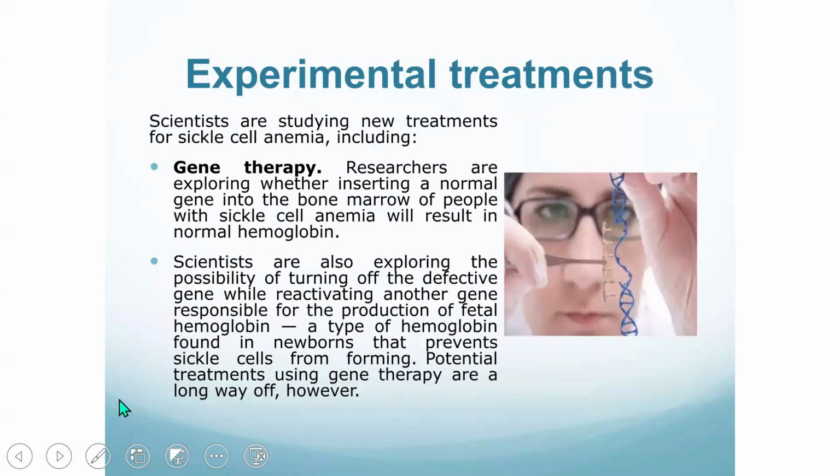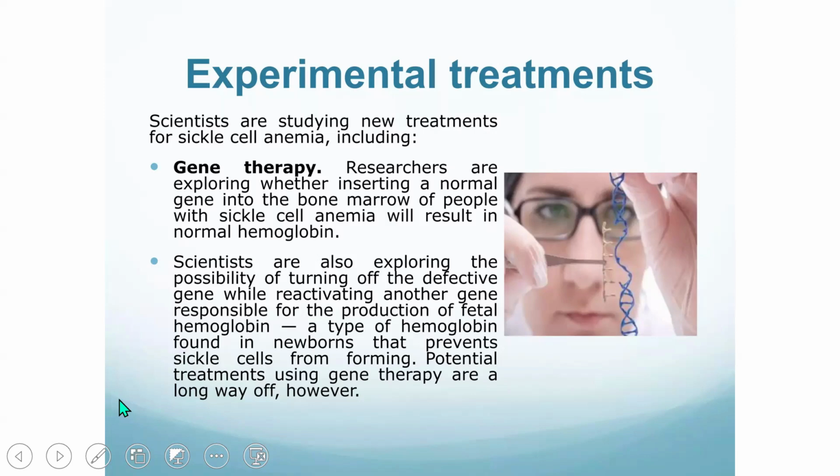So you can use gene therapy because we know that in sickle cell anemia, the problem actually started from the substitution of adenine with thymine, which leads to the production of the non-polar amino acid valine, which replaces glutamic acid. So using gene therapy, you can get a normal gene and then insert that normal gene into the bone marrow of the people with sickle cell. Of course, this results in the formation of normal hemoglobin.